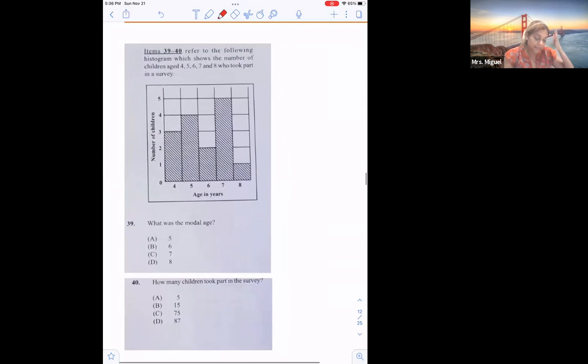Number 39, the modal age. It is the one with the highest number of students. The tallest bar, this is the mode. So the mode, they ask for the modal age. So please don't put 5. We're looking at the age column. The modal age is 7. How many children took part in the survey? 3 and 4, 7, and 2, 9, and 5, 14, and 1, 15. All right?